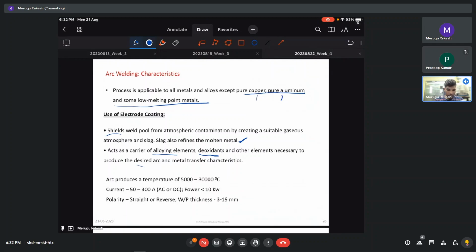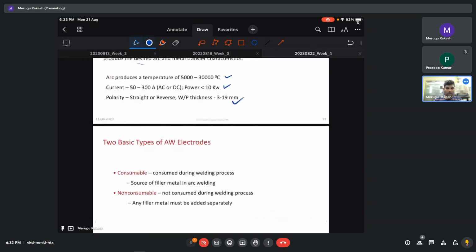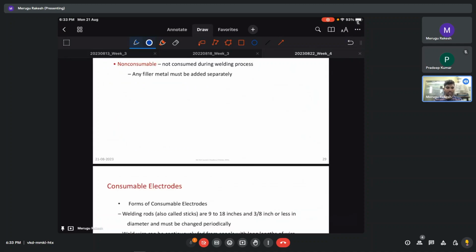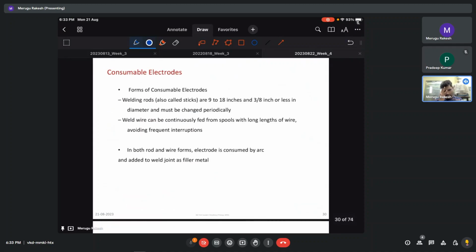Okay, so this is the temperature, and this is the power, and this is the thickness of the weld pool. So we have basically two types of arc welding: one with the use of a consumable electrode and one with a non-consumable electrode. So we'll see the different types. First, let us discuss consumable electrodes.